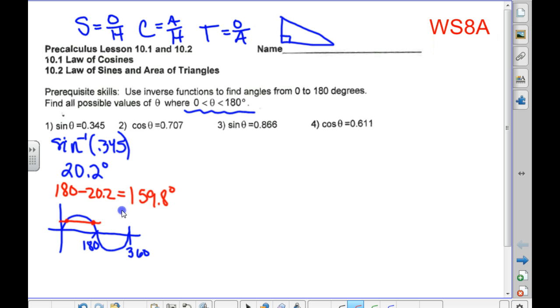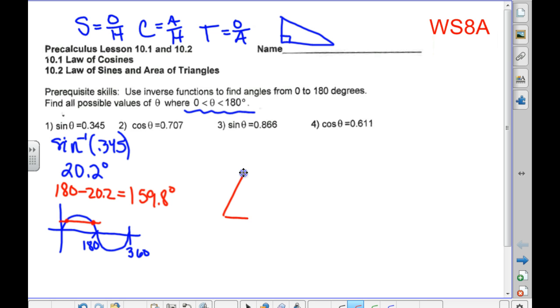Okay. Now, just humor me. Type the sine of 159.8, not second sine, just sine. Sine of 159.8. Did you get about 0.345? Okay, so both of those have the same sine value.